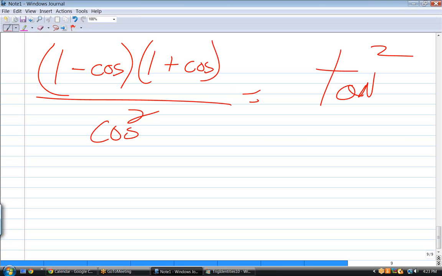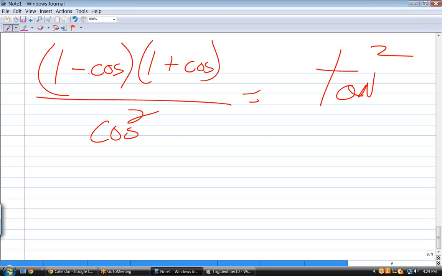I don't think it's all. What do you think our first step should be here? To FOIL out. Almost always. In other words, you might have said, well, let's turn everything into sines and cosines, because we got nothing but cosines over here, we can turn this into sine over cosine. That could be a first step.